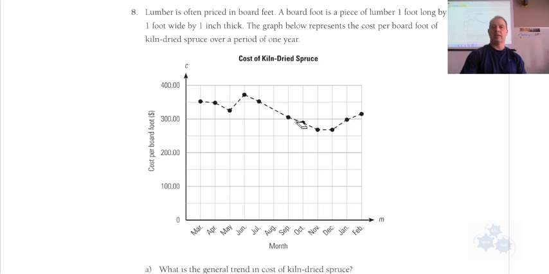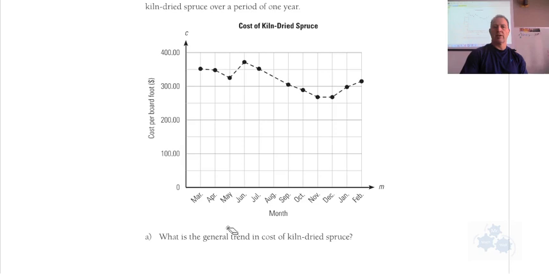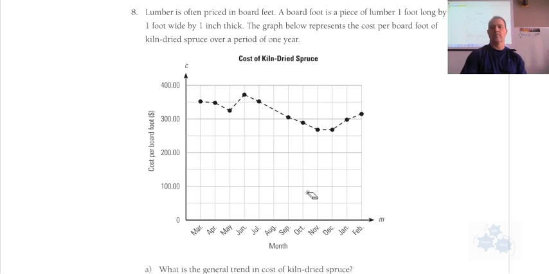It appears to steadily decline until about November and December, and then goes back up again. So question A says, what's the general trend in the cost of this spruce? What's the general trend from the beginning of the year, or let's say from March, for the full year to February? If you blurred your eyes, what do you think the general trend is? Or you can separate it into some parts.